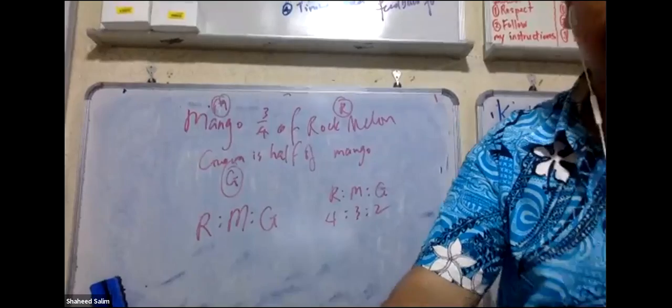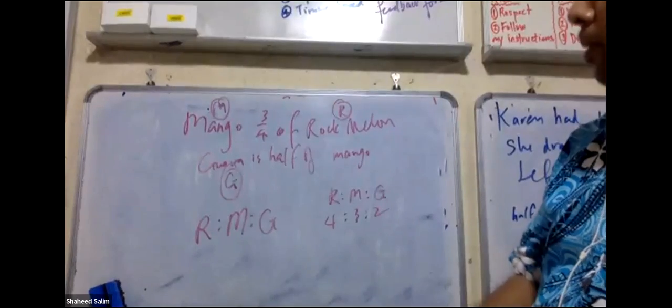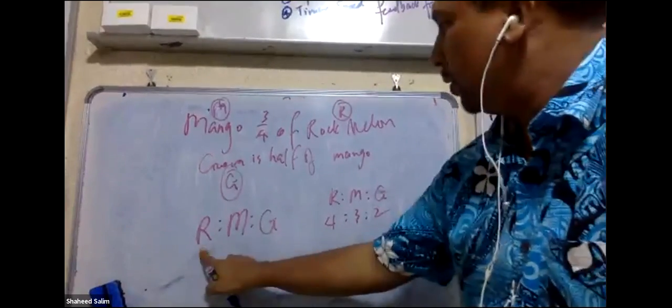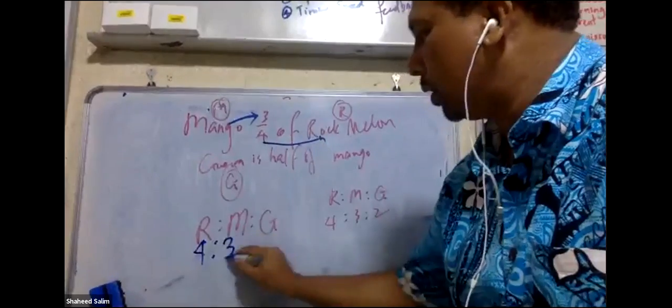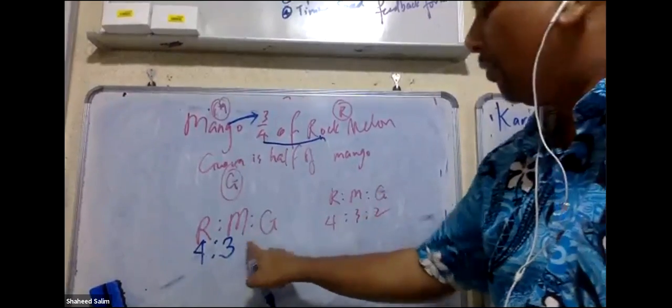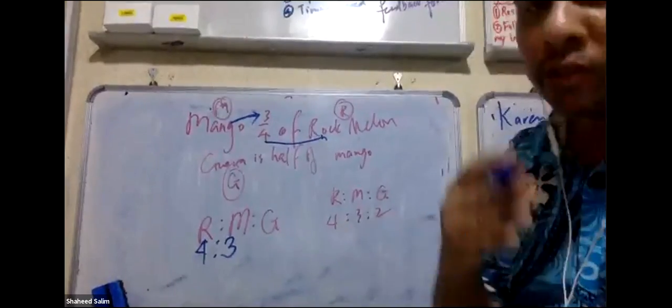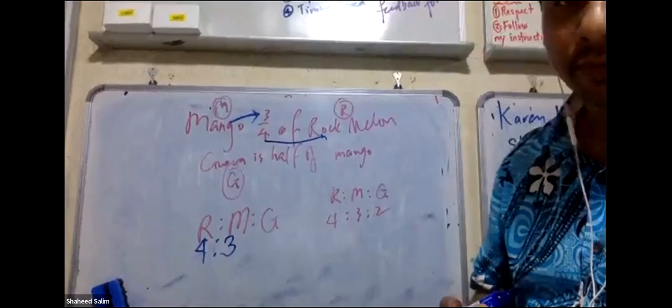We'll ask Zahira. Zahira, they say the mango is 3/4 of rock melon. Can we do mango versus rock melon? Rock melon will be how many? You look down here. Mango will be how many? Rock melon is 4, mango is 3. Good. And then they tell you guava is half a mango. When half means you can divide by 2. Let's say you are 12 years old, you have someone half your age. The person is 6, correct? Correct.